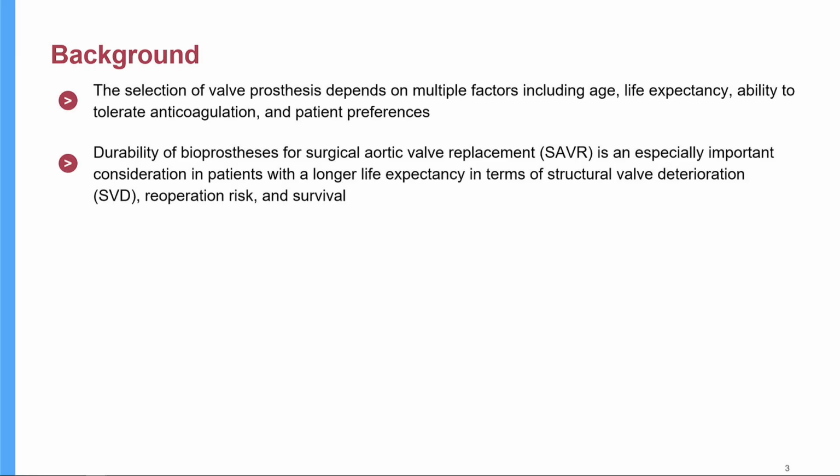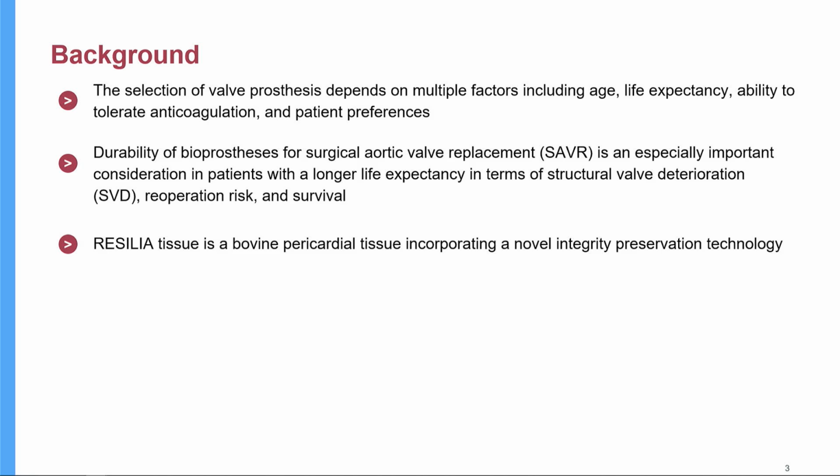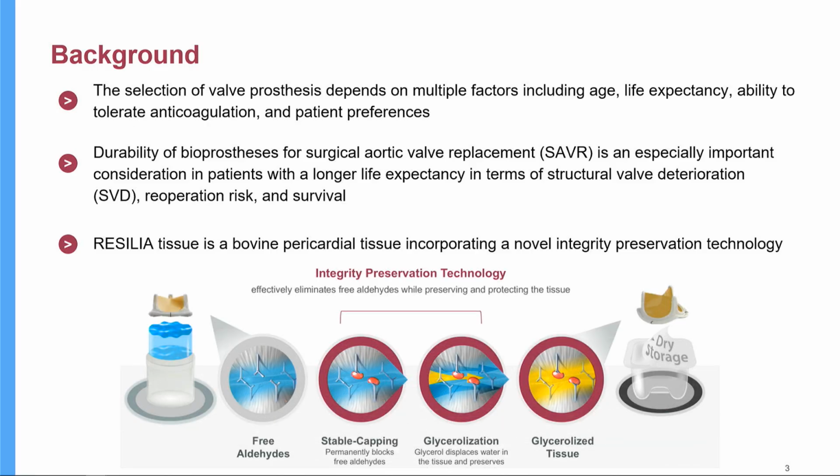And the durability of the bioprosthesis for surgical aortic valve replacement is an especially important consideration in patients with longer life expectancy in terms of structural valve deterioration, reoperation risk, and survival, especially with this concept of lifetime management, which is expanding. Resilia tissue is a bovine pericardial tissue incorporating a novel integrity preservation technology. I won't go into the details too much, but what it does is it caps the free aldehyde ligating factors so that it can delay some of this deterioration.